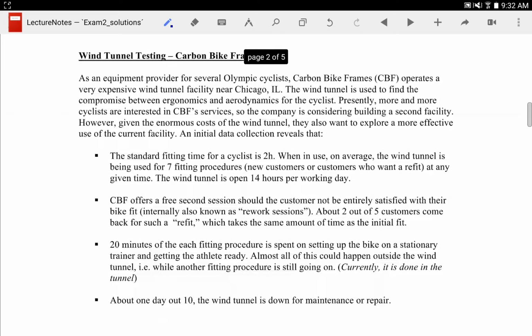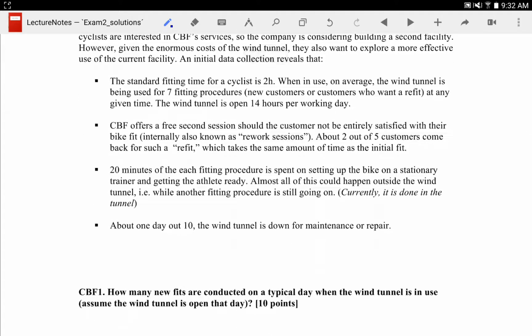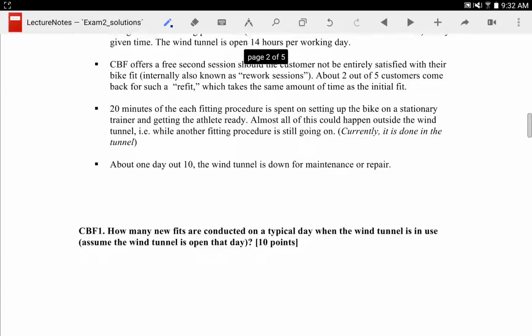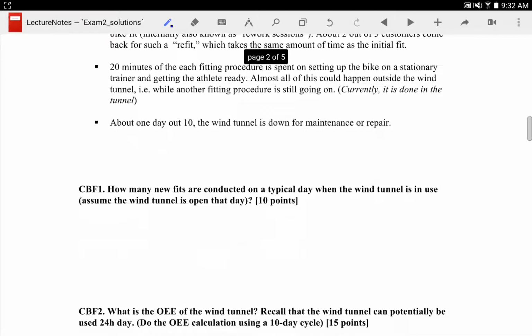Alright, this was an interesting question, and almost nobody got it perfectly correct. There were a few which were very, very close. The first part is how many new fits are conducted in a typical day. This was the easier part of the question.